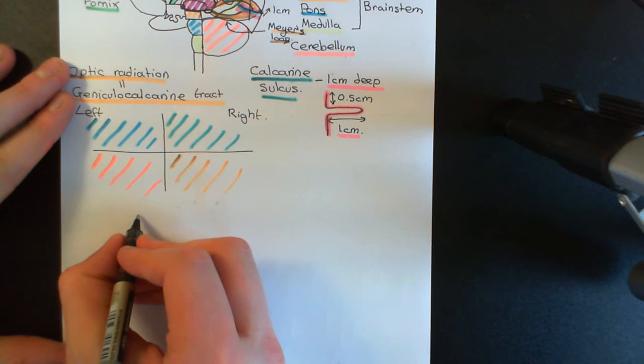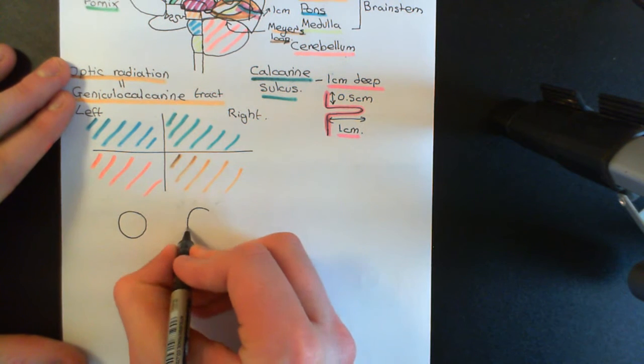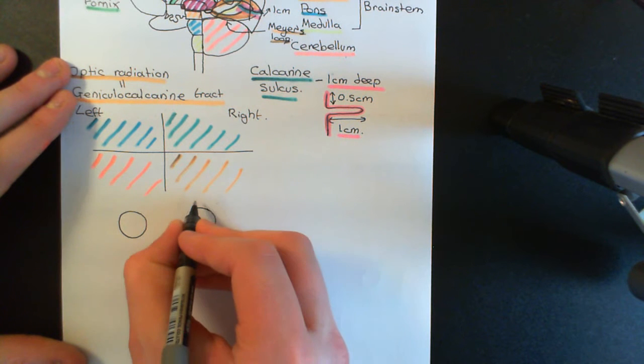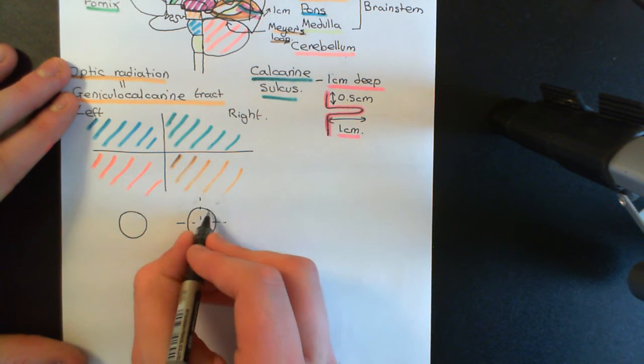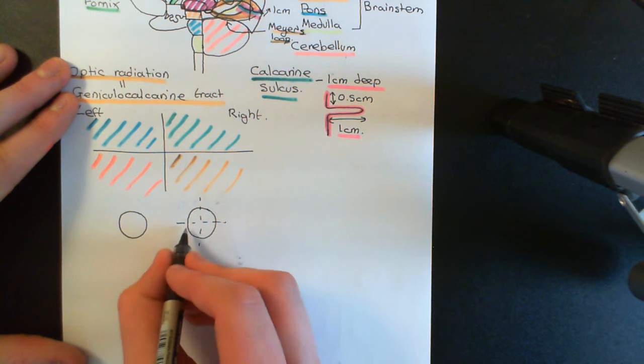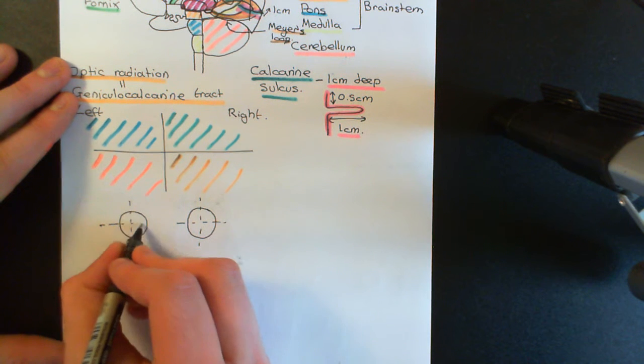So we'll start off with the 2 eyes. So here's the left eye, and here's the right eye, and we're imagining that we're seeing this from behind. So I'm going to divide the retina again up into 4 quadrants. So this is the superior portion of the retina, this is the inferior portion of the retina. We're imagining we're viewing the eyes from behind.